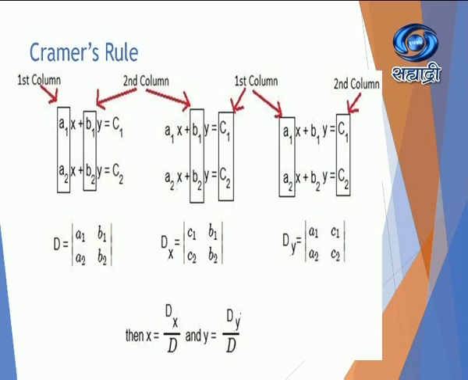So once you find all these three determinants, that is D, Dx and Dy, simply to find the value of x, the formula is Dx upon D, that is the value of the Dx determinant upon the value of the D determinant, and to find the value of y, it is Dy upon D. And you get immediately the values for x and y. So let us see how to solve an equation with Cramer's rule.